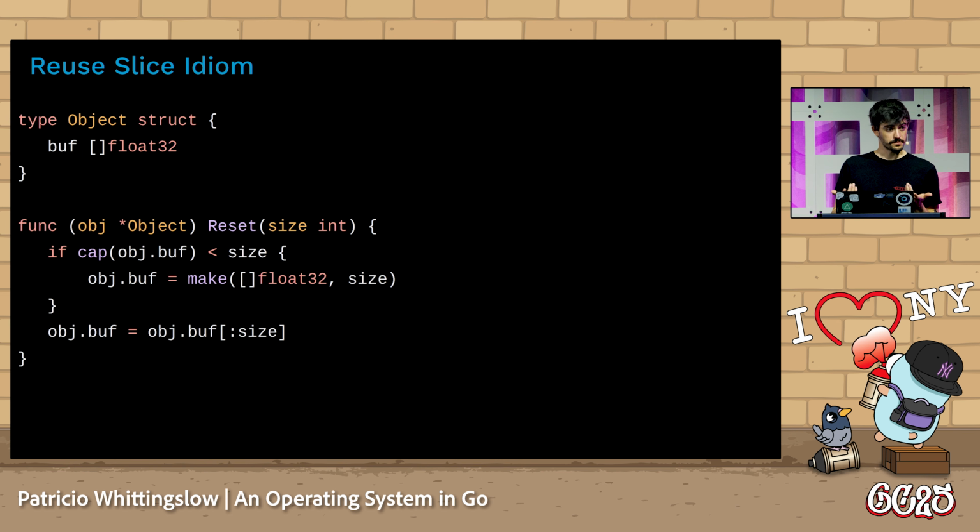And first up, the reuse slice idiom. I found a sort of new way of programming Go, I feel, over the years of working with the Raspberry Pi Pico, where I try to avoid heap allocations. This idiom allows me to work with a buffer of things, and if I need to reuse the object which contains the buffers, I can just reuse the underlying memory by checking the capacity and allocating only if I need to. So if your first reset call is with the largest value of size, you can guarantee you'll never allocate throughout your program.